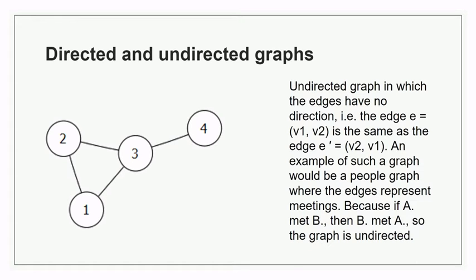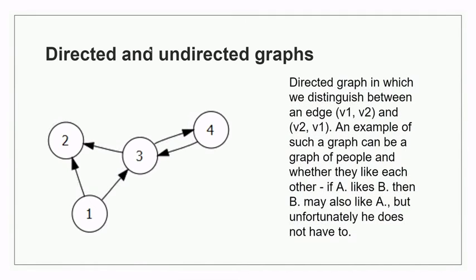One of the properties of graphs is their direction. We have directed and undirected graphs. An undirected graph is one in which the edges have no direction, that means the edge v1, v2 is the same as edge v2, v1. An example of such a graph would be a graph of people where the edge represents meetings, because if A meets B, then B meets A, so the graph is undirected. We can see that every vertex is simply connected with its neighbor.